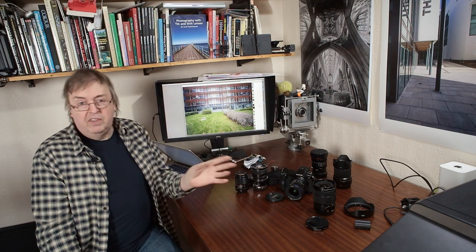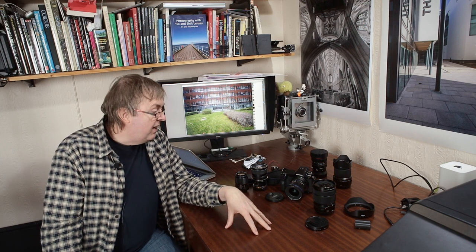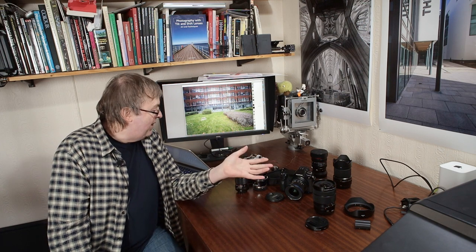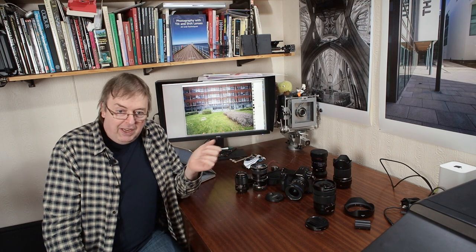Now, I'm going to go through a load of examples here. This is not a treatise on optical design. So my apologies to any optical designers out there if I cut a little fast and loose with some of the principles of optical design. I'm trying to get the idea across in practical terms what it actually means.